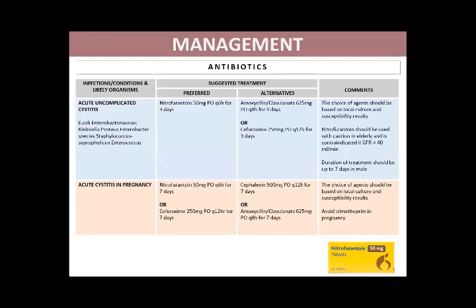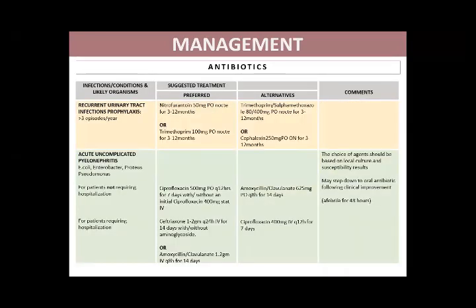And the patient can have a choice depending on the culture and sensitivity. Nitrofurantoin should be used with caution, especially in the elderly who have a reduced GFR of less than 40. Acute cystitis in pregnancy is very, very important, especially between 12 and 16 weeks of pregnancy, when they have a high risk of infection. In that case, nitrofurantoin is safe to use, and cefuroxime, cefalexin, and amoxicillin can be used. Trimethoprim, in the form of co-trimoxazole, should be avoided in pregnancy.